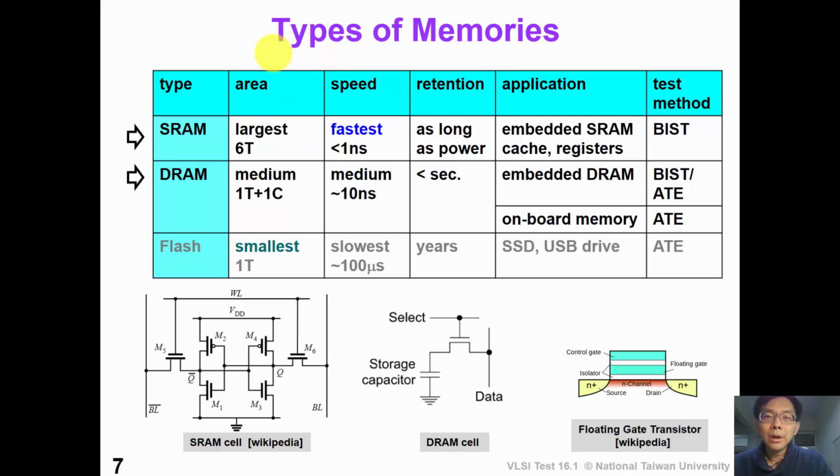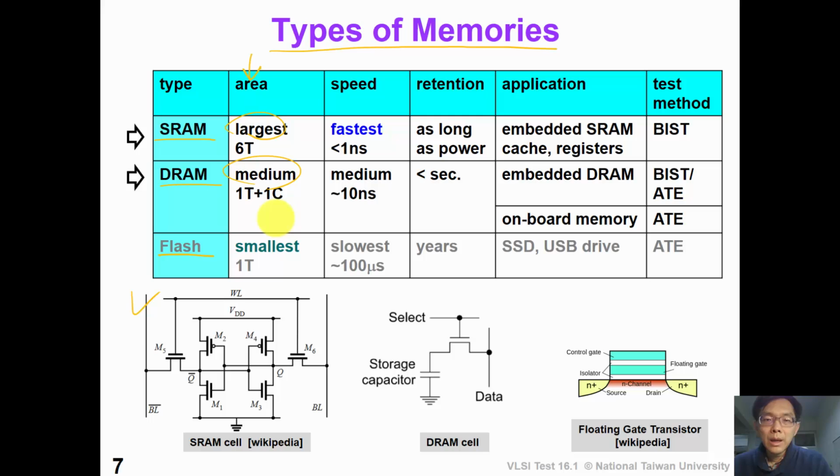There are many types of different memories. This table shows three important memories. The first one is SRAM, Static Random Access Memory. The second one is DRAM, Dynamic Random Access Memory. And the last one is the flash memory. In terms of area, SRAM is the largest, since there are 6 transistors in an SRAM cell, so the size is the largest among the three memories.